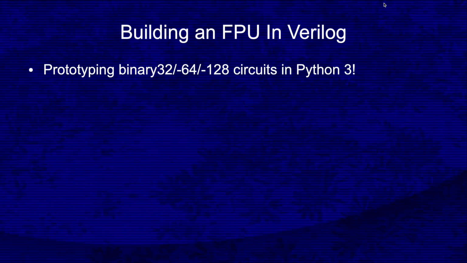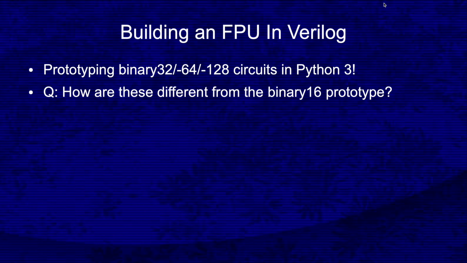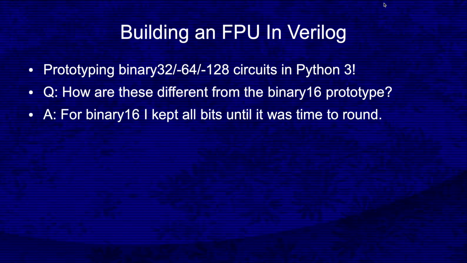Now on to prototyping the circuits for binary 32, binary 64, and binary 128 values. Remember that each iteration of Newton's method requires 2 multiplications and 1 subtraction. When prototyping the binary 16 circuit, I kept all of the significant bits for each of these operations, and only reduced precision when performing the rounding operation to get the final binary 16 result.